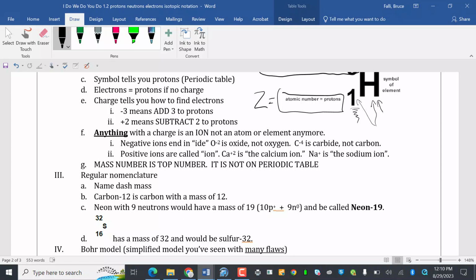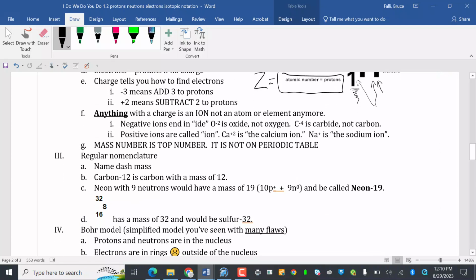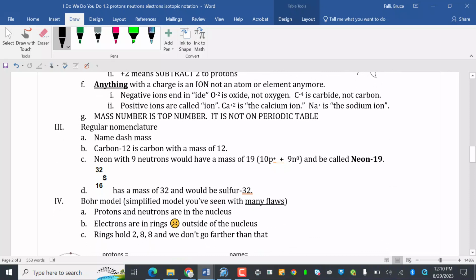Mass number is the top number, and it is not on the periodic table. It's related to it. That's the mass of 1. The periodic table tells you the average. Regular nomenclature is name dash mass. Carbon dash mass is 12. Neon with 9 neutrons would have a mass of 19. Neon has 10 protons plus 9 neutrons, that's going to be 19, so it's neon dash 19. If I have 32/16 S, that means the mass is 32, and it would be named sulfur dash 32.